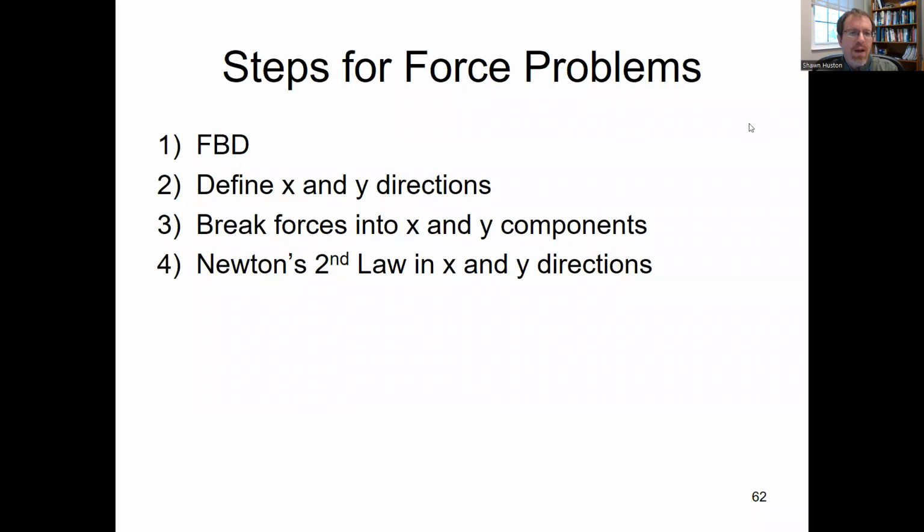Hi. So let's see, we're going to be doing a problem based on analyzing forces. I'm starting out with this slide, which we have seen before, potentially anyway. So what is this? This is our steps for force problems.